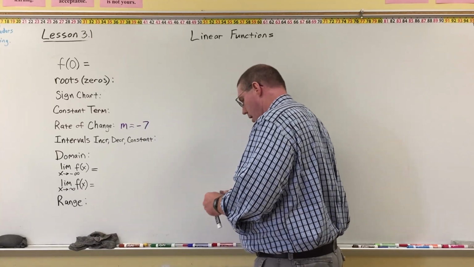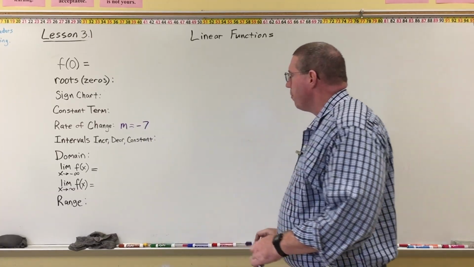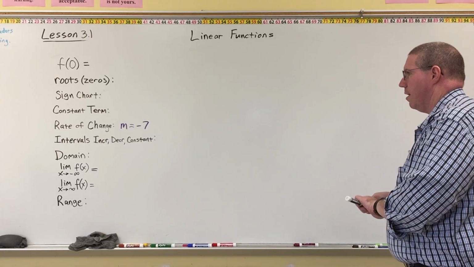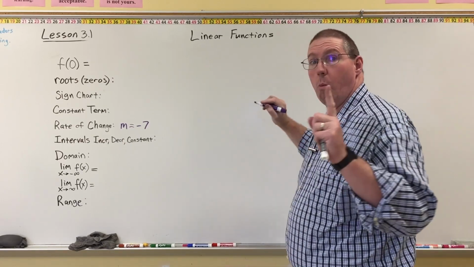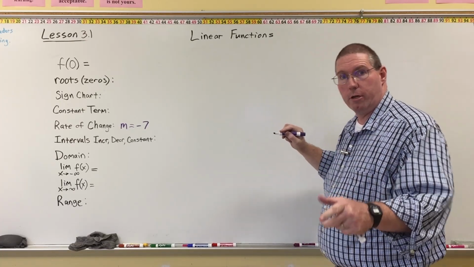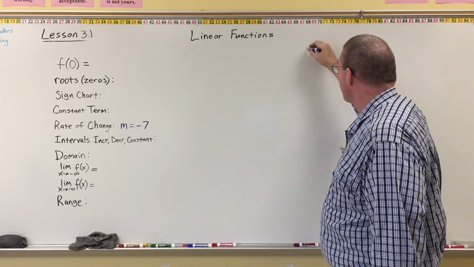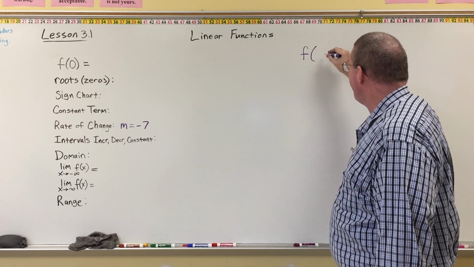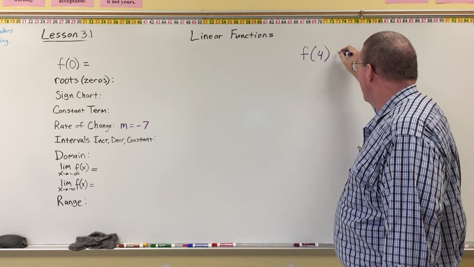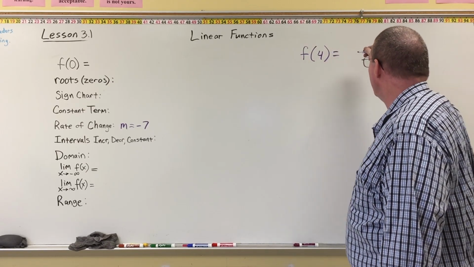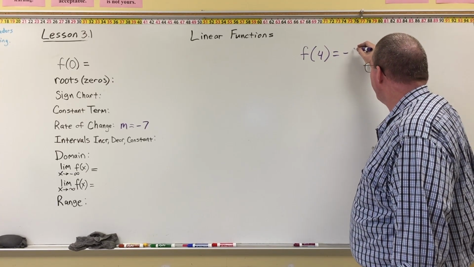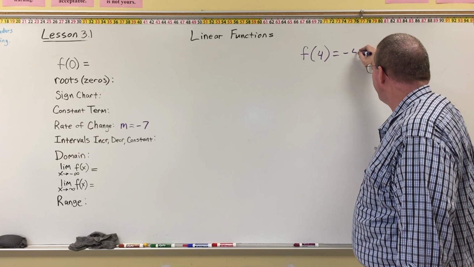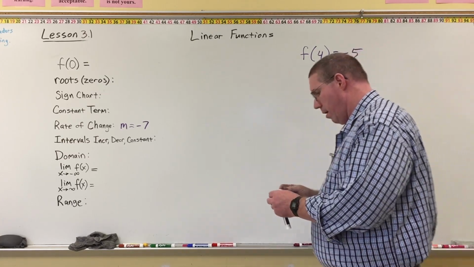Okay, and let's say the other piece of information that you know is one input-output combination. So let's say that you know that f of 4 is equal to, I don't know, let's say f of 4 is equal to negative 5. Okay. And here's what that means.